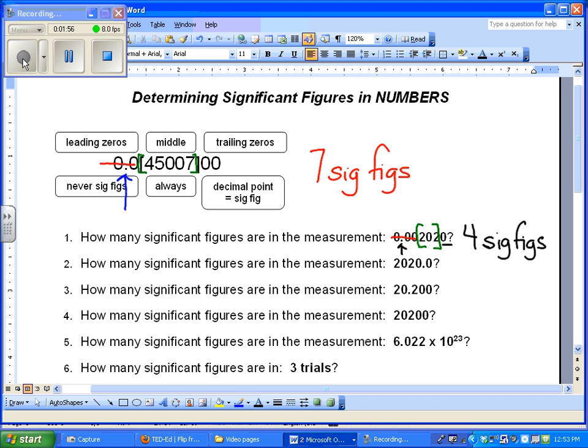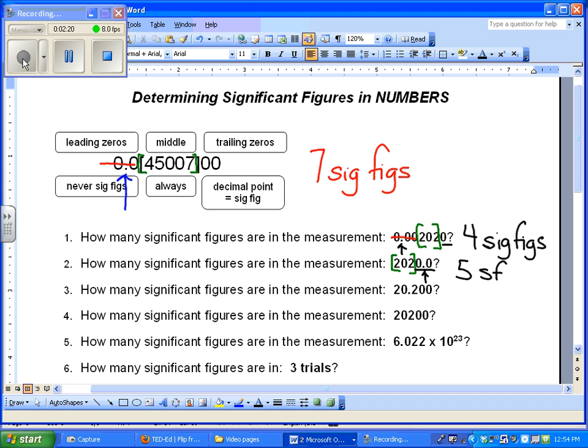In our next example, we're going to bracket the numbers. There's no leading zeros. The middle numbers are always counted. Once again, there's a decimal point in this number, so I am going to count those trailing zeros. So in this case, 5 significant figures.